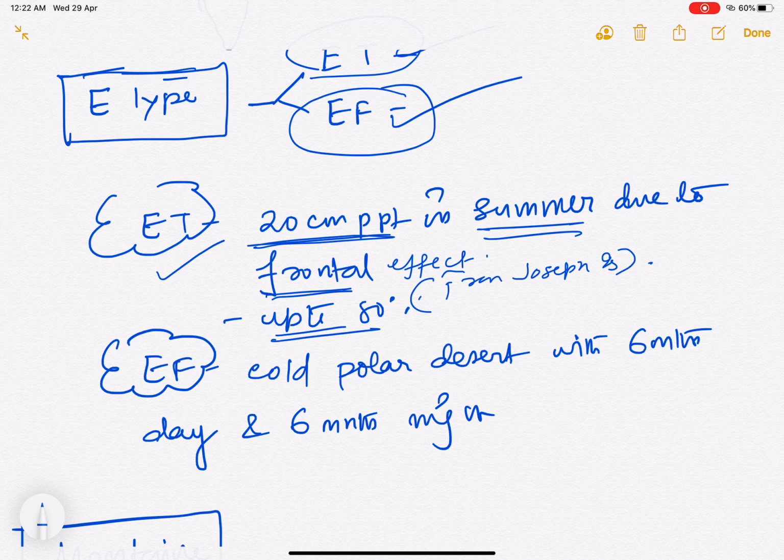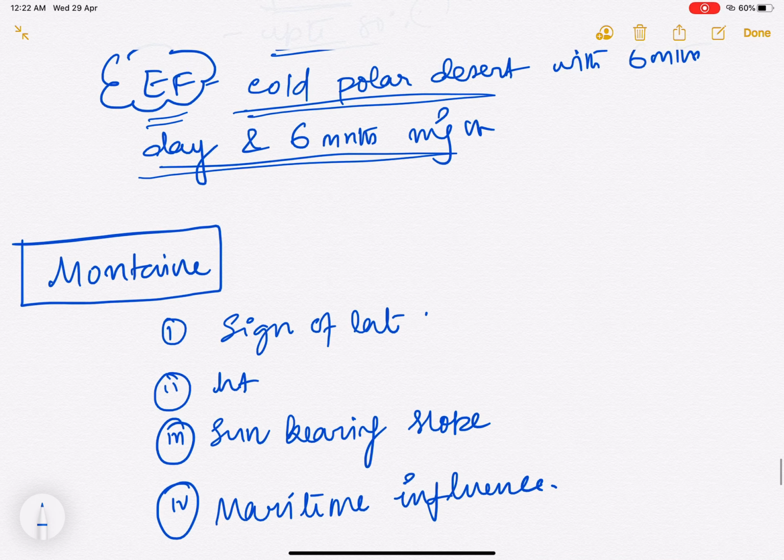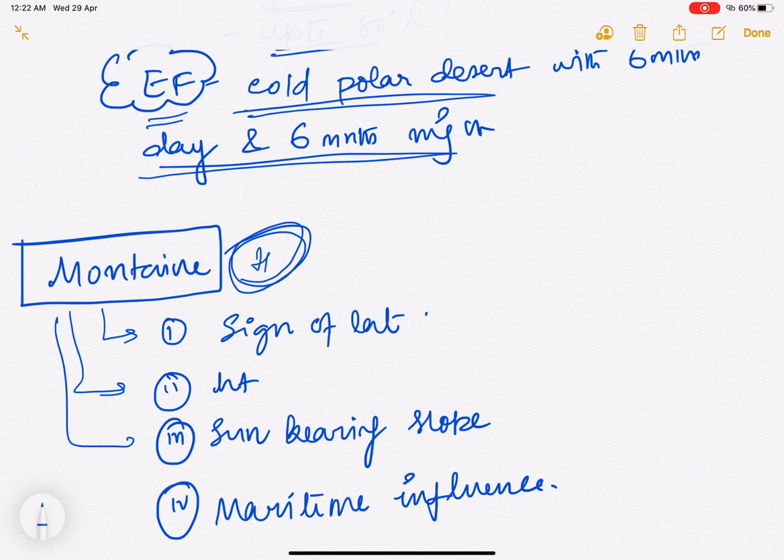is the limit. Next, we have the EF, that is a cold polar desert with 6 months of day and 6 months of night. Last but not least, the H type of the climate or the mountain type of the climate. The mountain type of climate is regulated by four things.